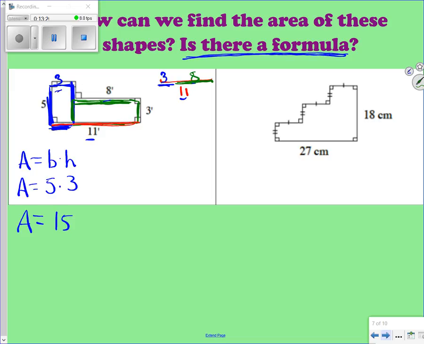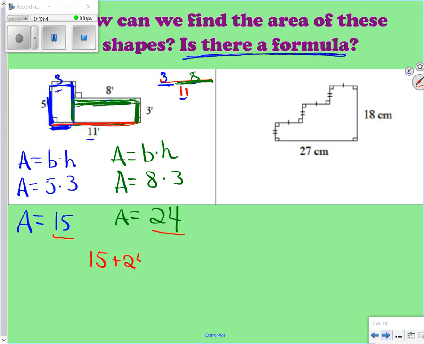Perfect. Now we go to our second rectangle. Area equals base times height. I have an 8. I have a 3. So area equals 8 times 3. Area of that is 24. And then my last step is to take those two numbers and add them together. 15 plus 24 will give me 39. And when you see the single tick mark, that means feet squared.